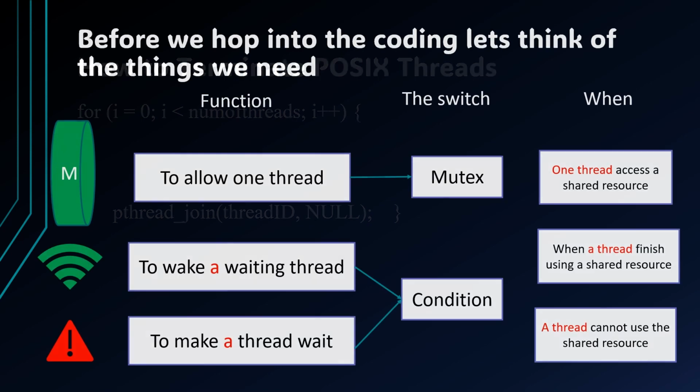Oh, right. So before we hop into the coding, even though I said we're getting to coding, let's think of the things we need. We're going to need these 3 things, which are part of the pthread library. And mutex is to allow one thread access to a section, right? That's what a mutex is for.